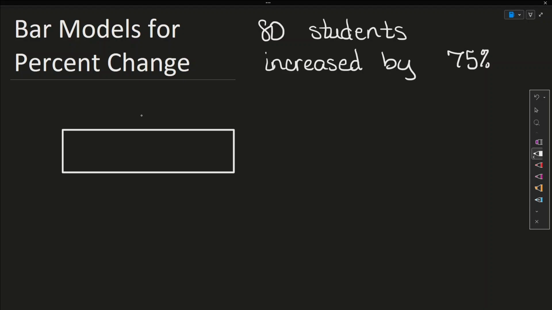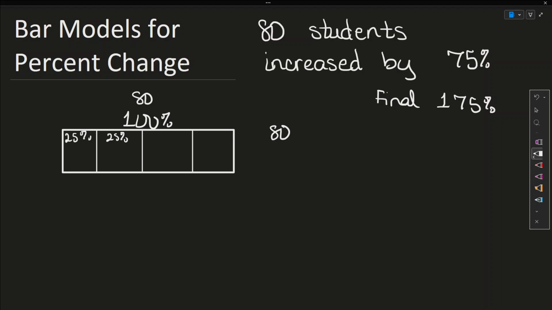Next, let's look at 80 students increased by 75%. So my 100% will be 80 students. An increase of 75% means our final amount needs to be 175%. For this problem, it's useful to break the original bar into 4 equal pieces. So now each piece is 25%.